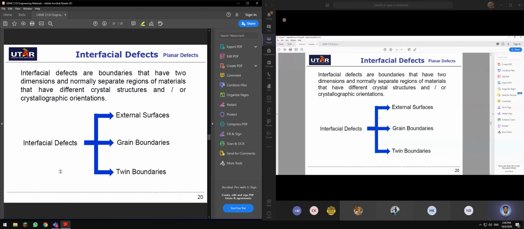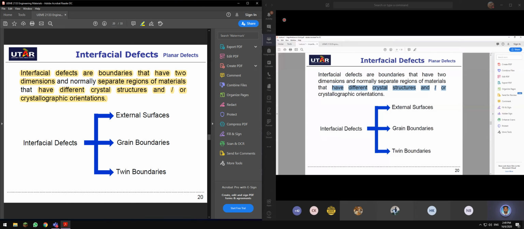Now let's talk about interfacial defects or planar defects. Very similar to dislocation. Interfacial defects are boundaries that have two dimensions and normally separate regions of material that have different crystal structures and/or crystallographic orientation. Highlight these. Please highlight these.